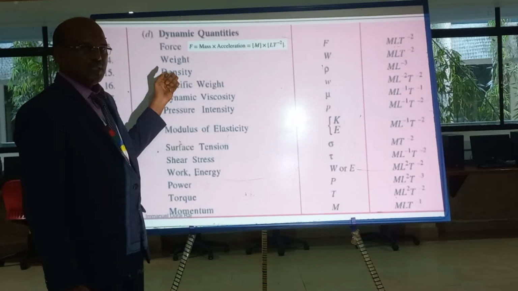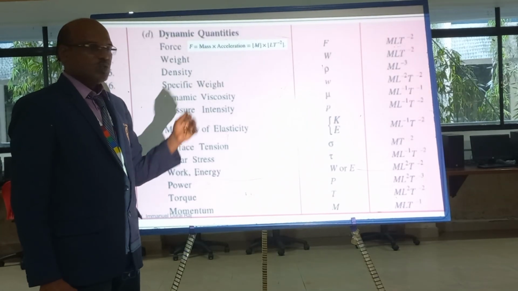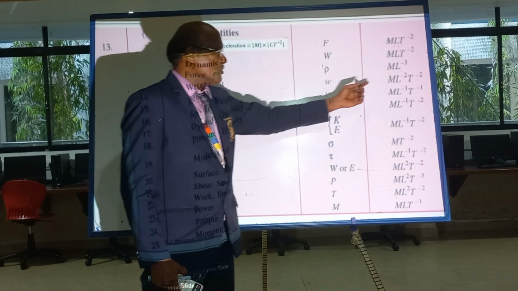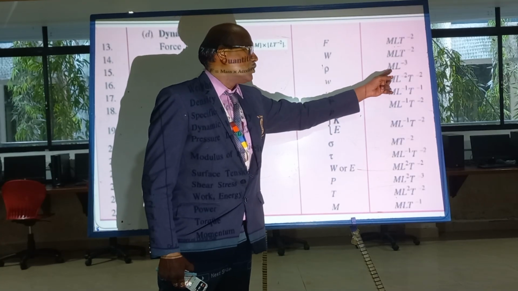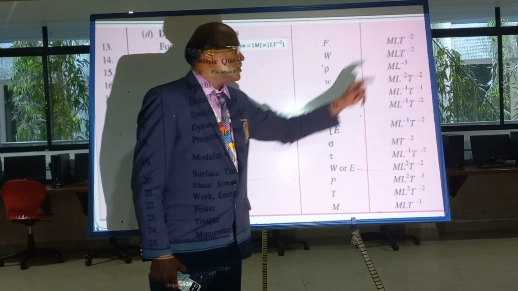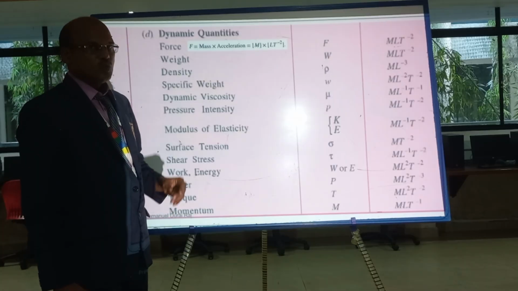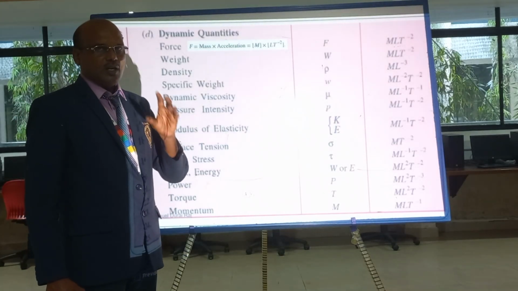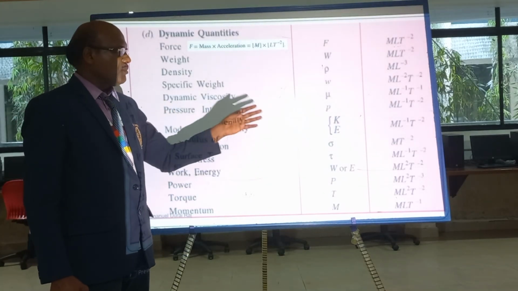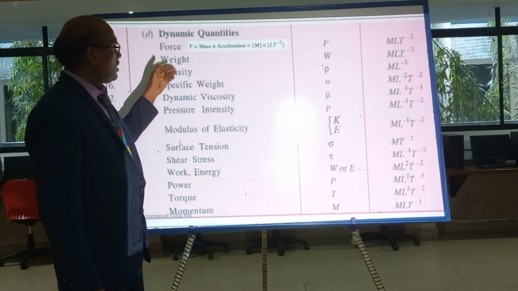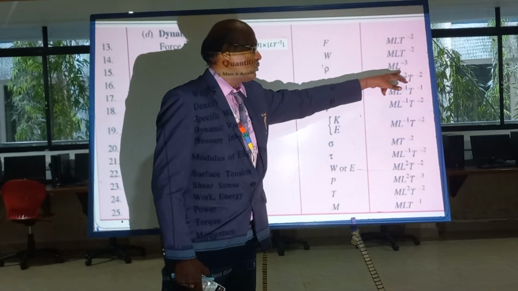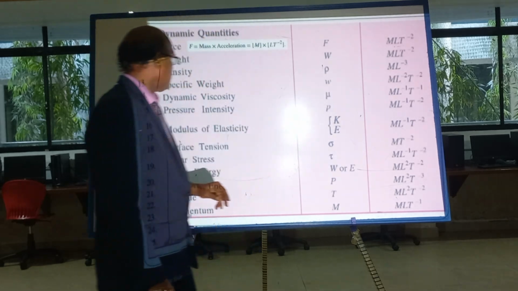Then density. Density is kg per meter cube. So kg means it is measured in mass, per meter cube, length cube, L cube. M by L cube gives us M L power minus 3. So you should know the formula for all the terms also. Before writing the dimension, if you don't know the formula, you cannot write dimensions. So density is kg per meter cube, M by L cube.